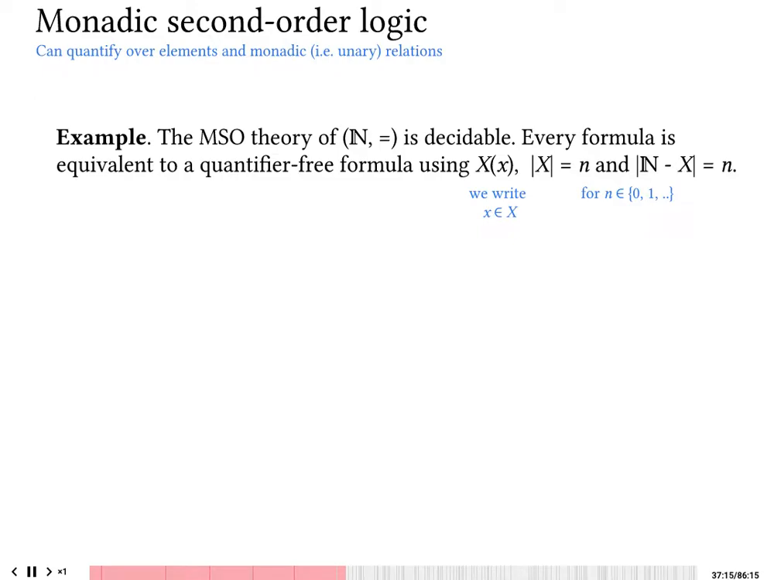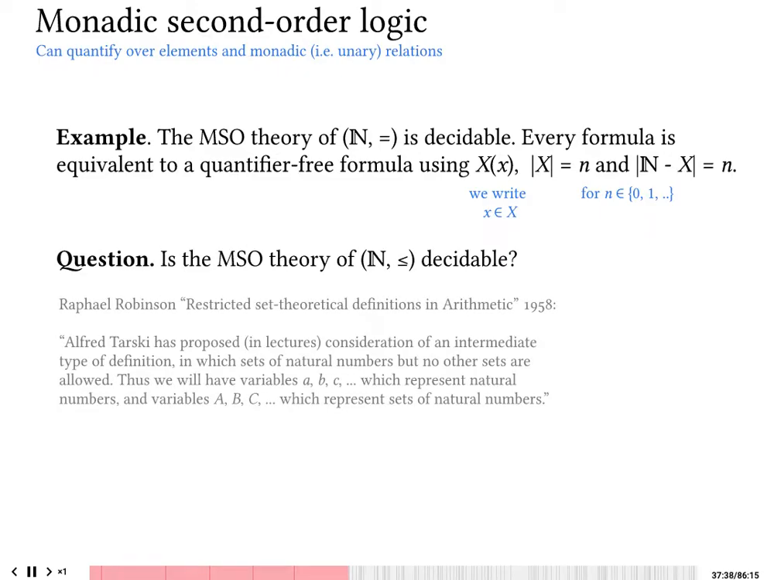And in particular, if you have an MSO formula in which all of the free variables are first-order variables, then it is equivalent to a quantifier-free formula that uses just equality on these first-order variables. Okay, that's not very interesting, but now we'll move to some more exciting examples. So the following question was raised, I think, by Tarski.